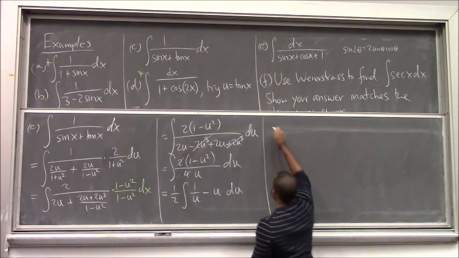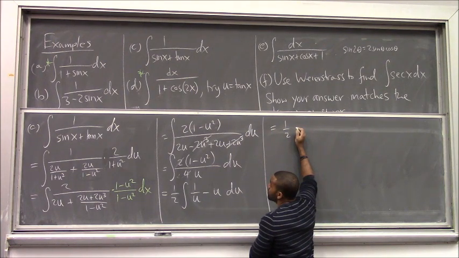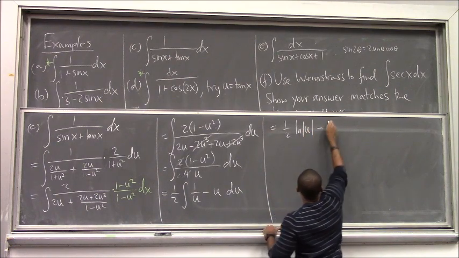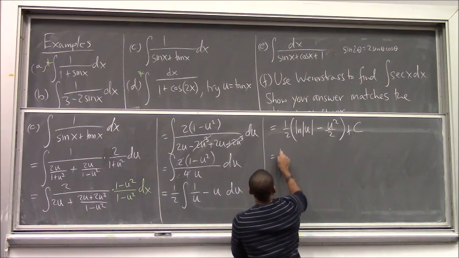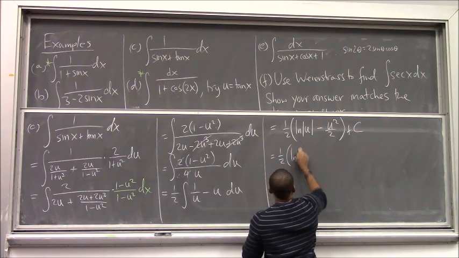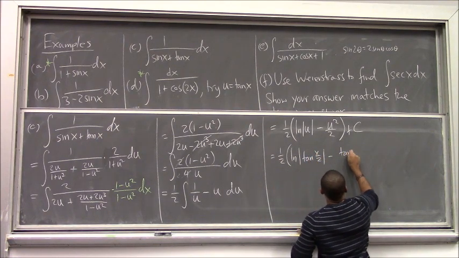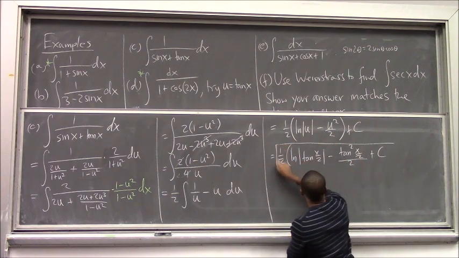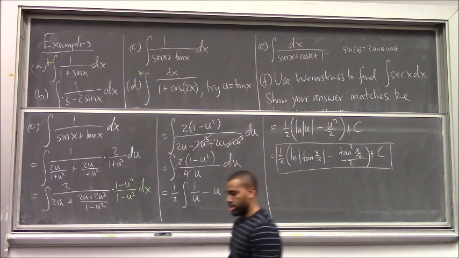So the integral of 1 over u is ln of the absolute value of u, minus u squared over 2. And our u is tangent x over 2. That's what the quiz answer should have looked like.